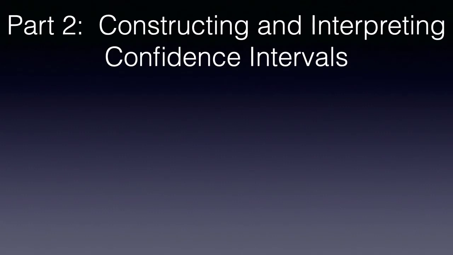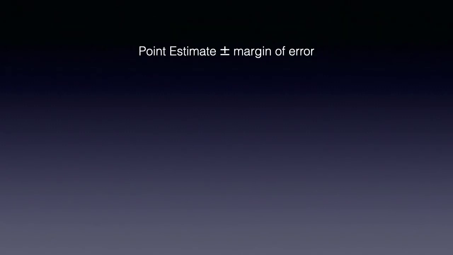All right, so part 2, constructing and interpreting confidence intervals. Okay, so I just want to reiterate this idea that this is estimation, and estimation allows for error. And so this error produces an interval, and this interval produces a confidence interval. And some people also refer to this as an interval estimate as well.